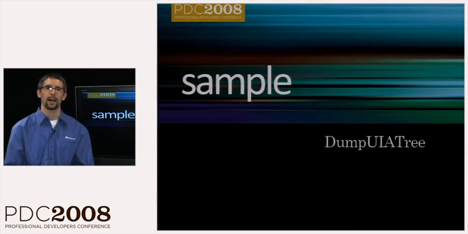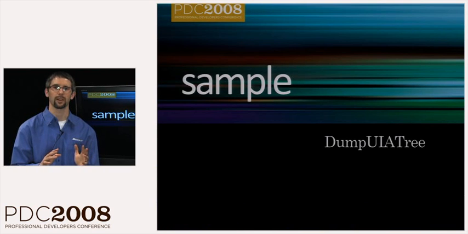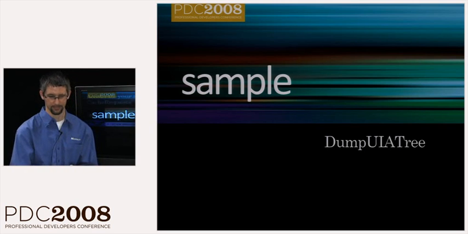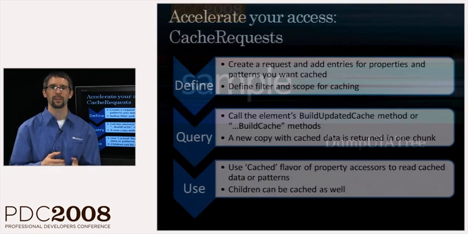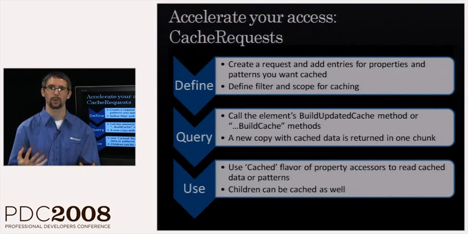Now, I told you earlier that using a tree walker was cautioned against because of its performance characteristics. And that's quite true. And since dumping a tree or accessing all of the information in a tree is a pretty common task, it would be sad if you had to use a tree walker for it. But you don't. There's a great facility in UI automation called cache requests that is precisely built to solve this problem.